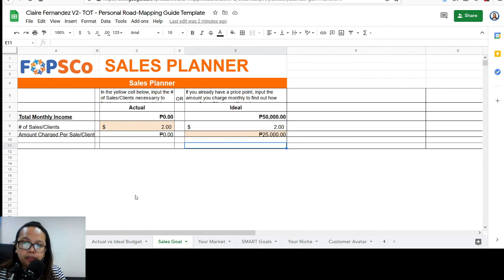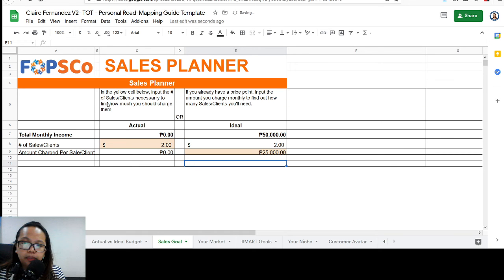Okay, let's go now to our sales goal. Let me make this larger. Here we have the number of sales clients. I should come up with 2 clients, and of course, the monthly income, the actual charge per client. Let's say it's a premium client, so it's 40,000 per month. So for the actual, assuming that this is your actual, I'm sorry, it might be confusing. Let me restate it first. For the actual, for example, you have these 2 full-time clients. So you'll have a monthly income of 80,000 pesos.